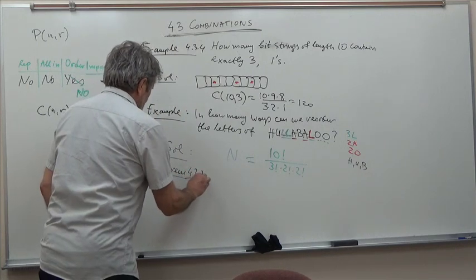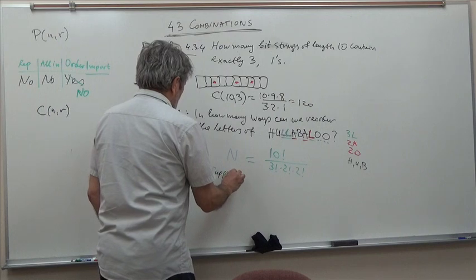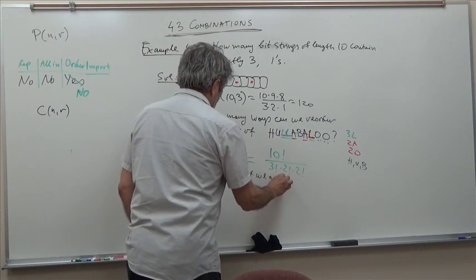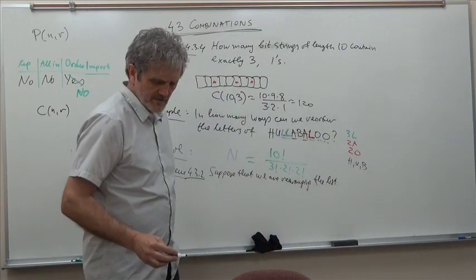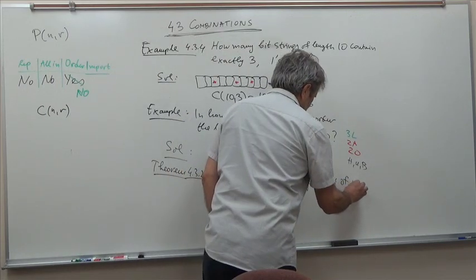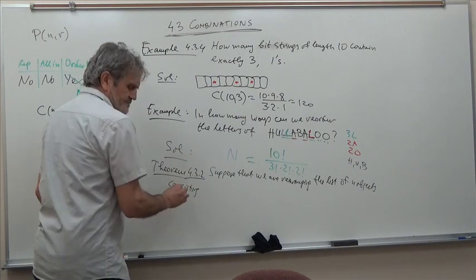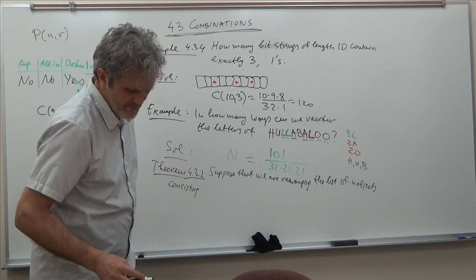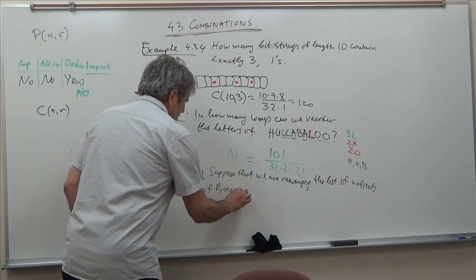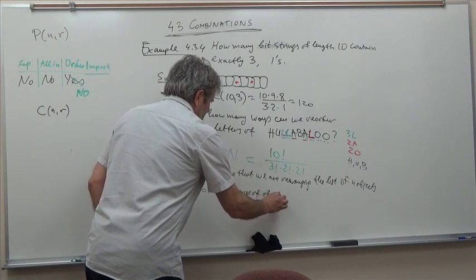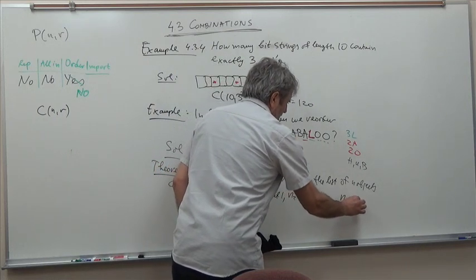Theorem 432. Suppose that we are rearranging the list of n objects consisting of n1 occurrences of object 1, n2 of object 2, and nk of object k.